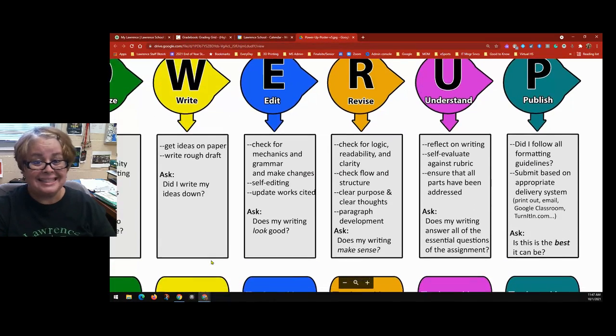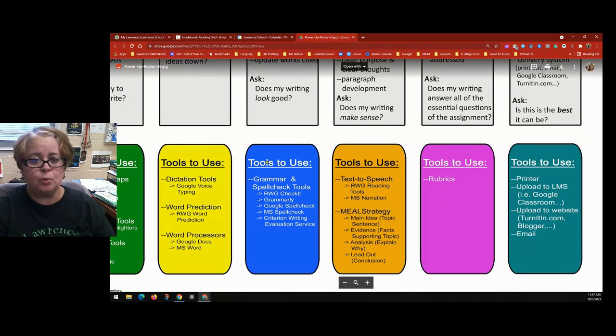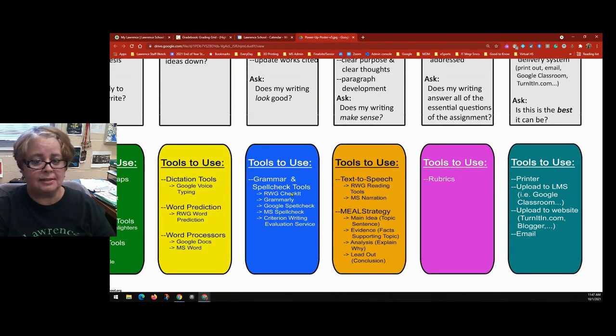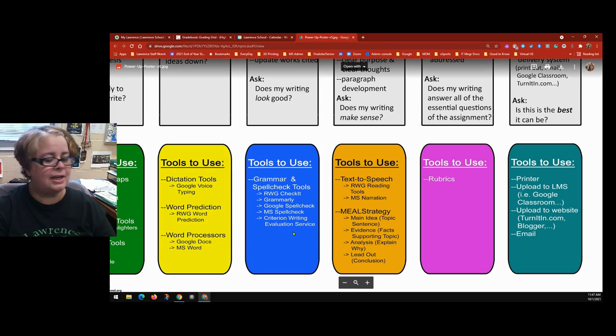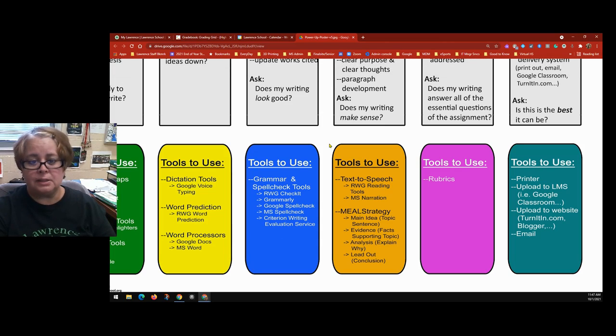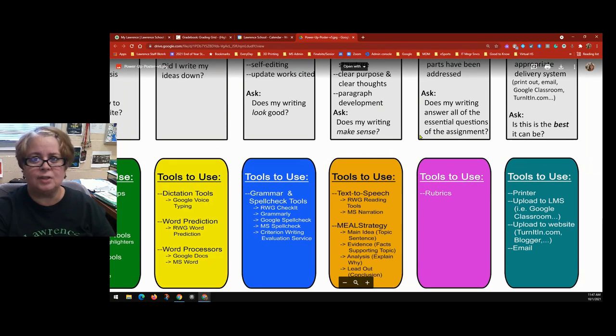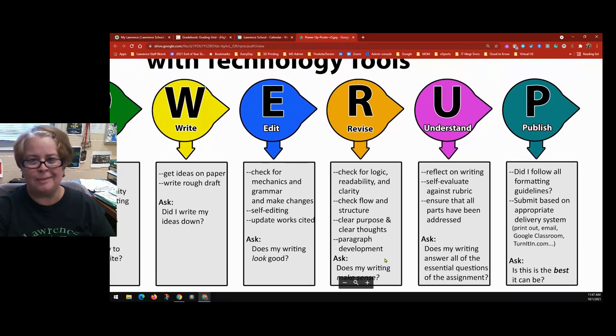On your edit stage, you could use tools like grammar and spell checks, like Read and Write for Google's Check It, Grammarly, Google Spell Check, Microsoft Spell Check, and there's even the Criterion Writing Evaluation Service. There's a lot of different grammar and spell checkers out there. What I always recommend is use at least 2 of these to make sure that all of your errors were kind of found, because not one does a good 100% job.